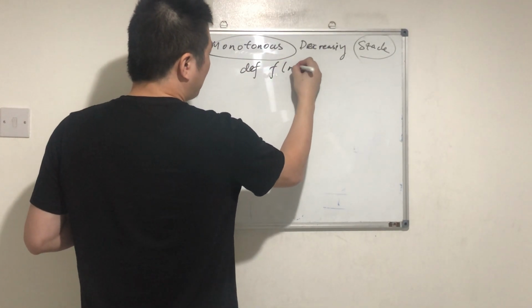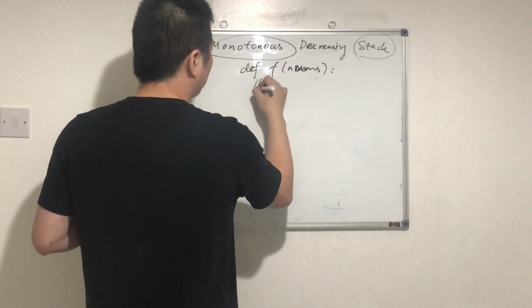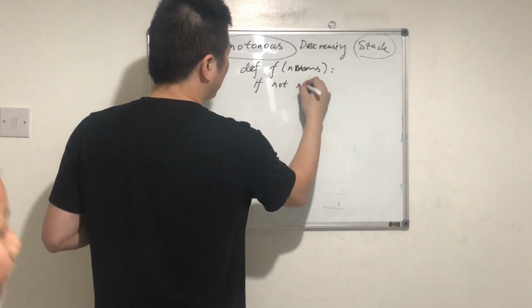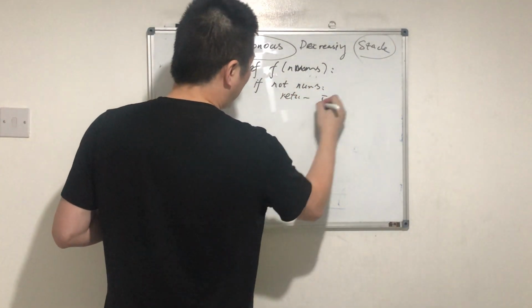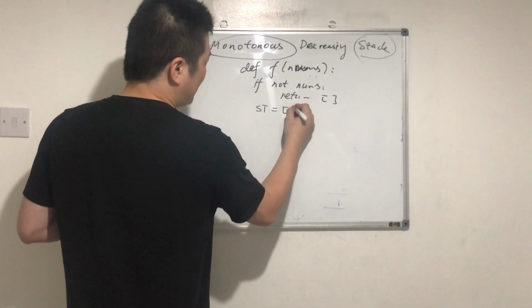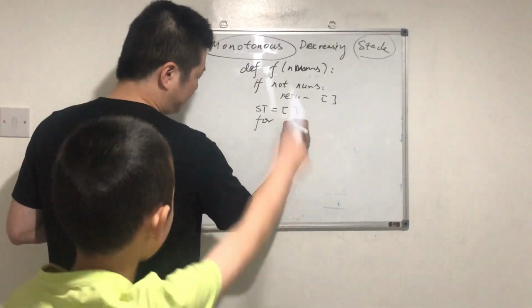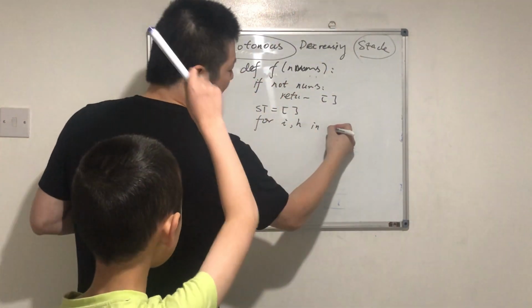Define the function with nums. If not nums, this is the special case when nums is empty, then we return it here. Okay, now let's do this. Stack equals empty, right?